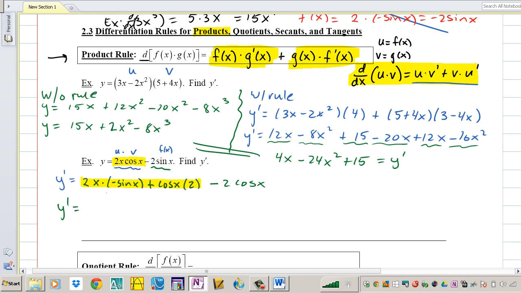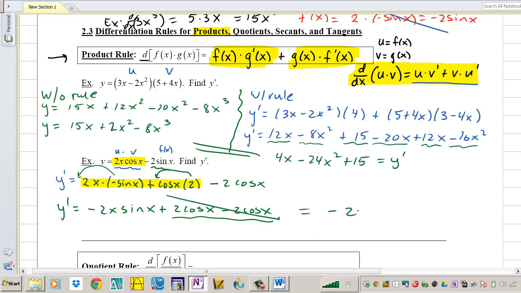So let me bring the negative to the front, because that negative does not mean minus, it just means the negative of sine. So it's going to be negative 2x sine x plus, let me bring this 2 to the front, 2 cosine x minus 2 cosine x. And I see that I have the same thing, so my derivative is simply negative 2x sine x.